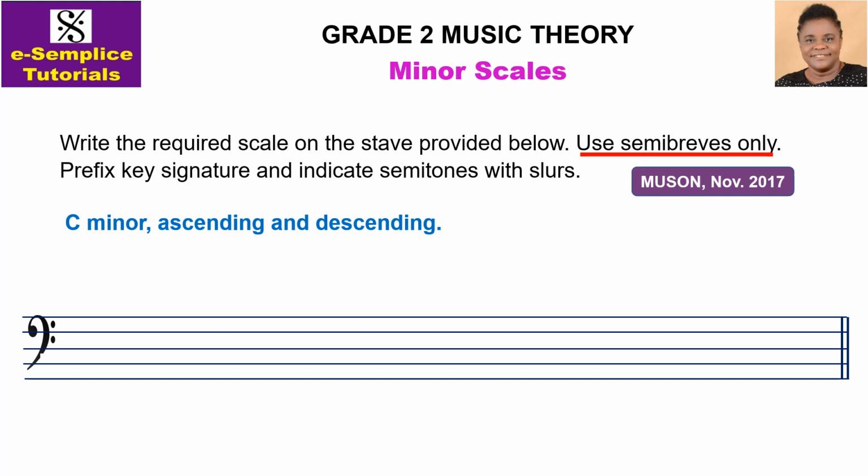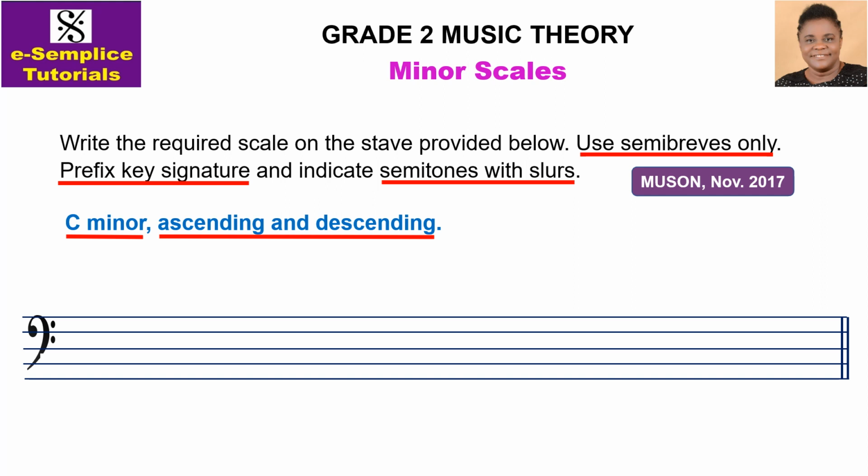Now let's highlight the requirements. Use semi-breves only, already highlighted. Prefix key signature, semitones with slurs, C minor scale, ascending and descending. Now from the question, we are not told the form of C minor to write.